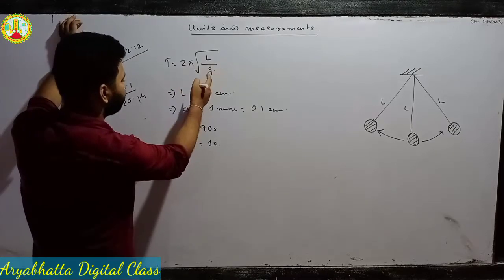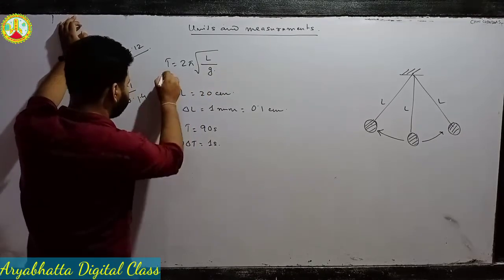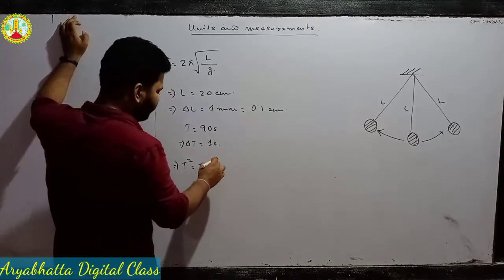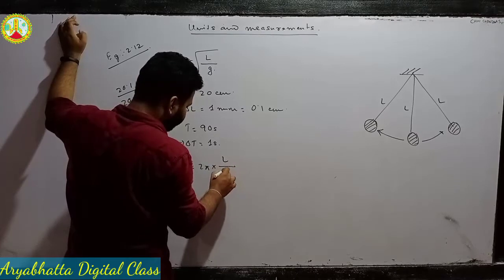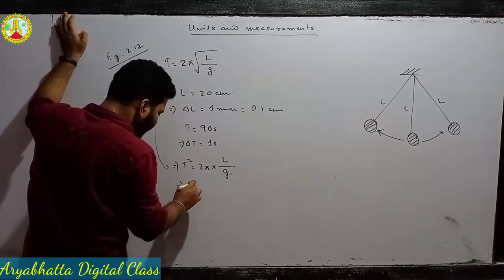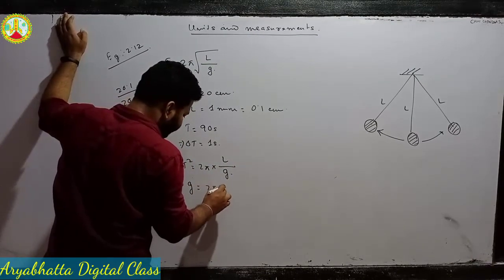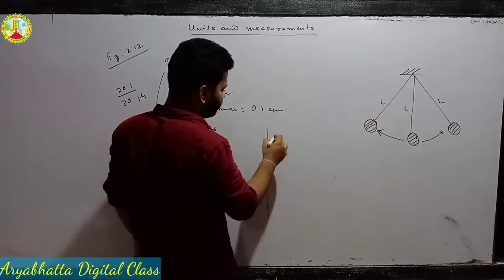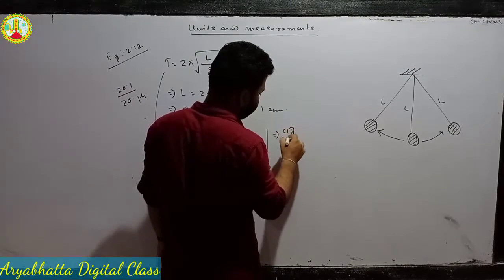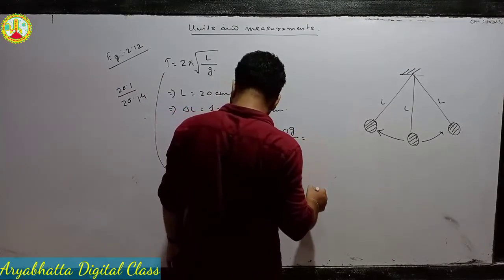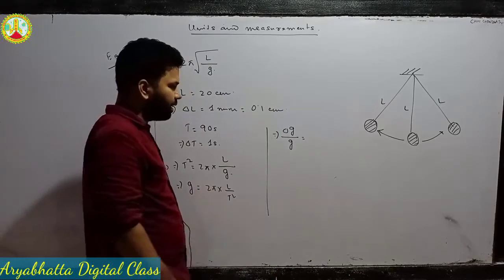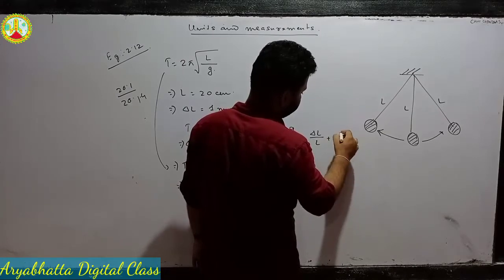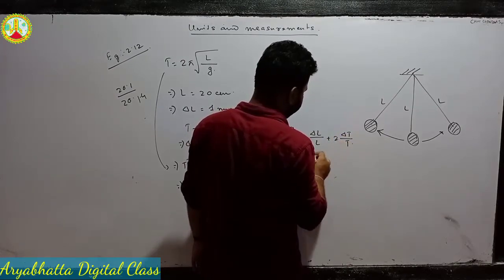Now look at the accuracy in determination of g. Square both sides of this formula: T squared equal to 4 pi squared L divided by g. We want to calculate the error in g, so g will be 4 pi squared L by T squared. So what is the error in g? That is delta g by g is equal to, look, 2 pi is constant so no error there, so it will be delta L by L plus 2 times delta T divided by T.